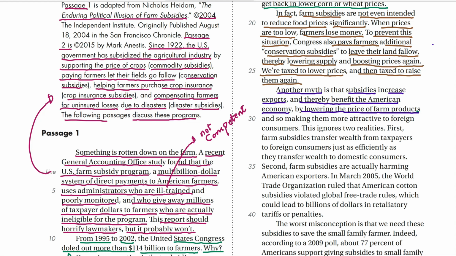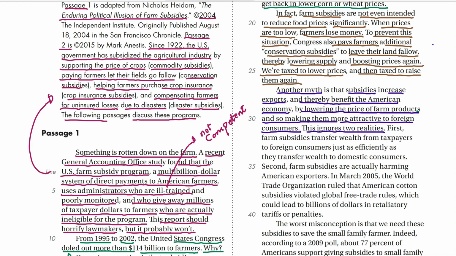Because why do they export a lot? Because they lower the price of farm products, making them more attractive to foreign consumers. I live in Egypt, for example, or somewhere in any other part of the world, apart from the United States. I buy your products cheap. The government makes them cheap like that. It is good for the economy. But in the end, this ignores two realities.